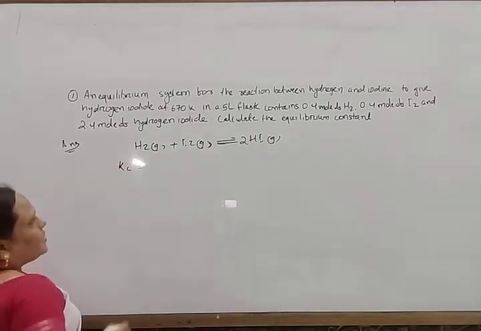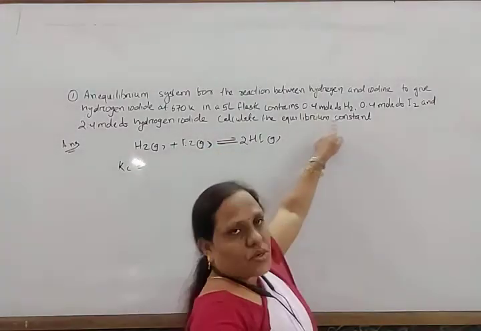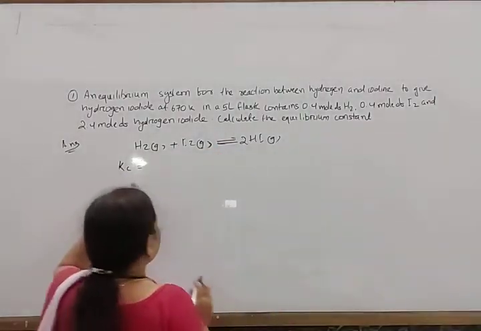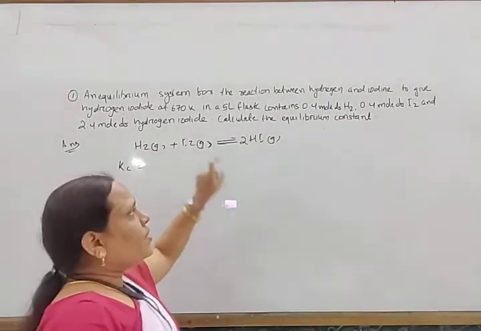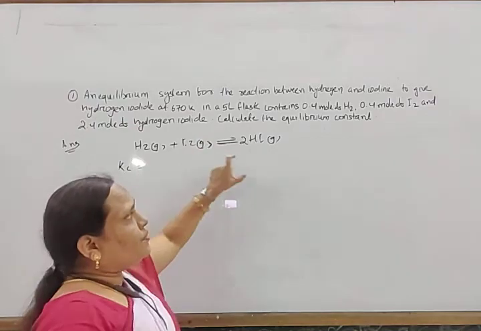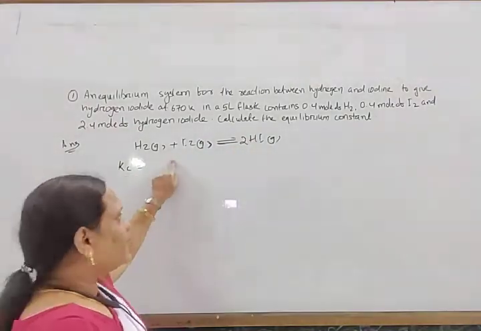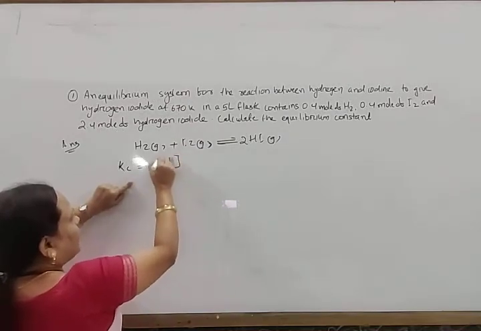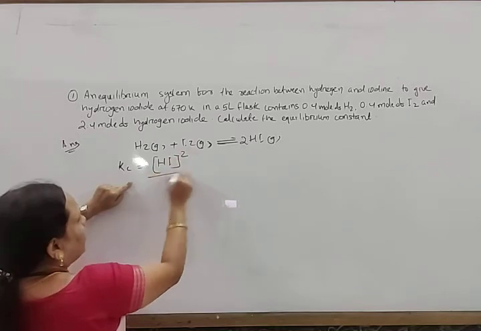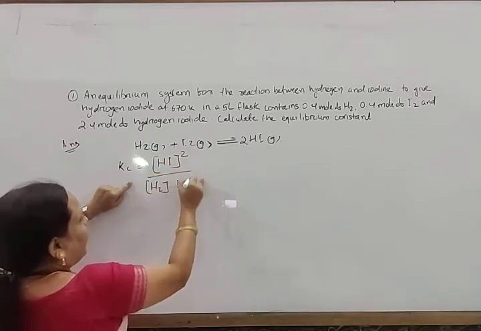And what is the value of Kc? In terms of molar concentration, Kc, the equilibrium constant, is the ratio of the product of the molar concentrations of the product species to the reactant species. So Kc is equal to the molar concentration of HI squared divided by H2 times I2.